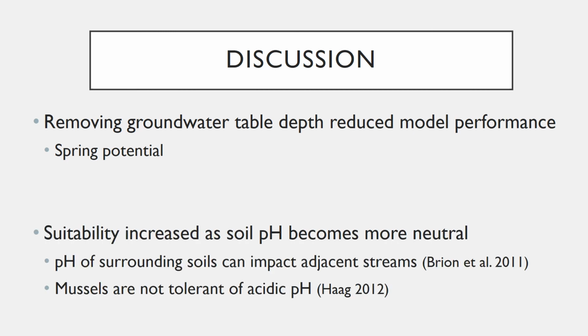Also, soil pH was influential. Unfortunately, we didn't have access to large-scale water pH data across the species range, and so we had to settle for soil pH. However, we know that the surrounding soil pH can affect adjacent streams, and so we saw that acidic, low pHs were not suitable for the species, and suitability increased as pH became more neutral, and then as it became a little bit too high, we started to have a decline in suitability. This is exactly what we expected. We know that mussels are not tolerant of acidic pHs, so that's a pattern that we expected to see in our model, and it's what we observed here.